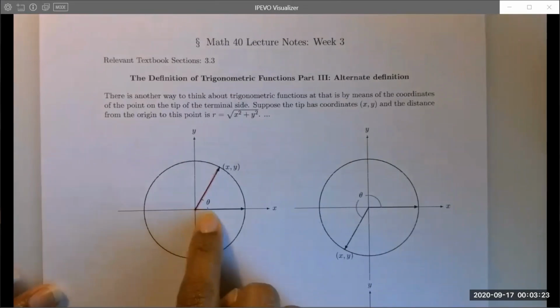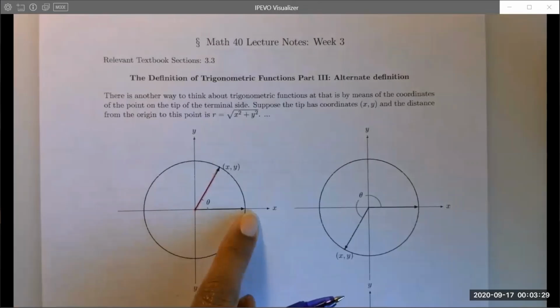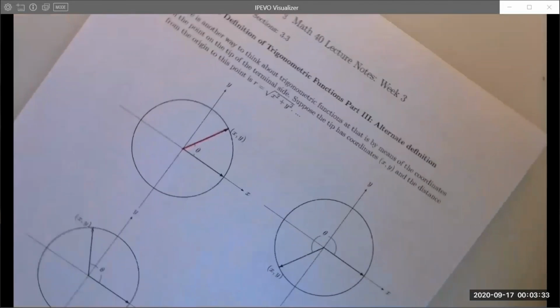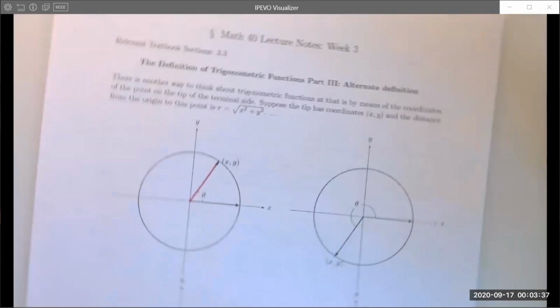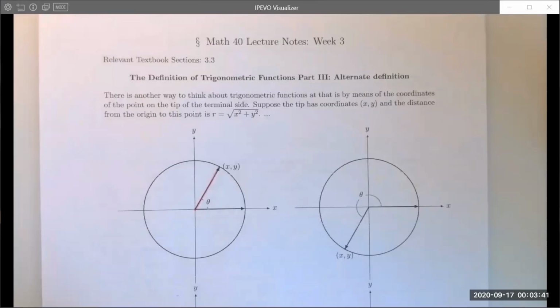And of course, the initial side, because we have these angles in standard position, needs to be on the positive x-axis. And I realize the image is a little bit dark. Let me see if I can try to make it any brighter. Oh, that seems to work. There we go. Okay, is that better? A little bit? Yeah, much better.